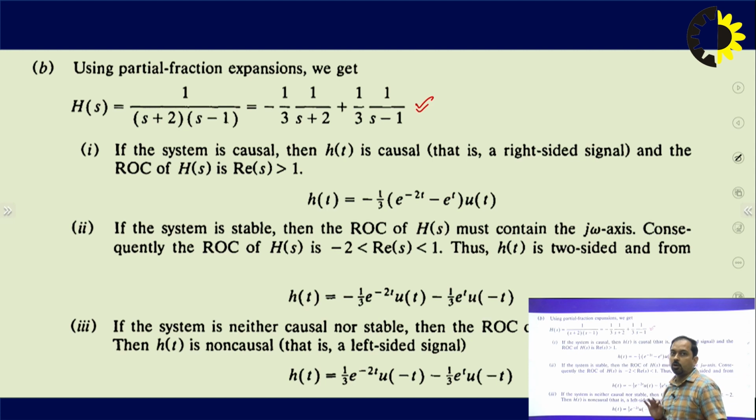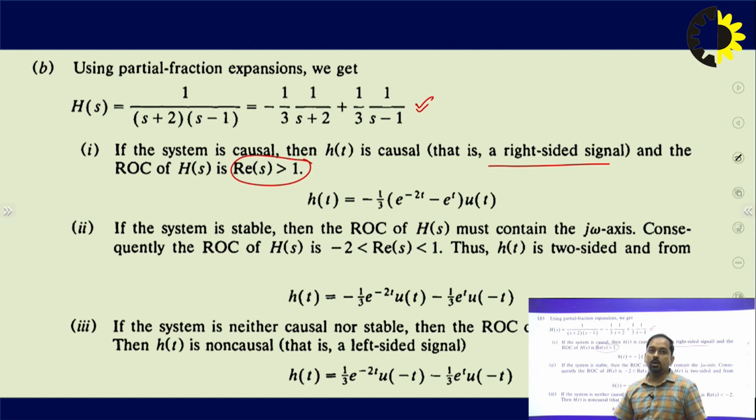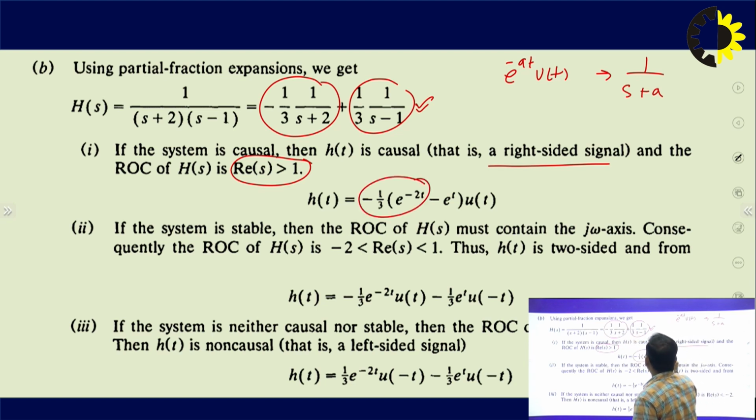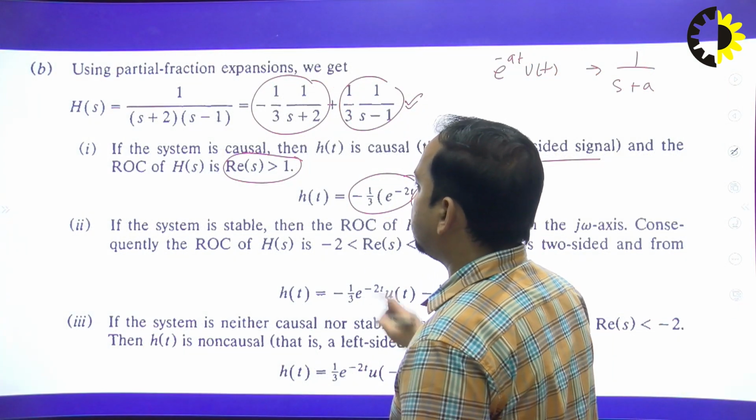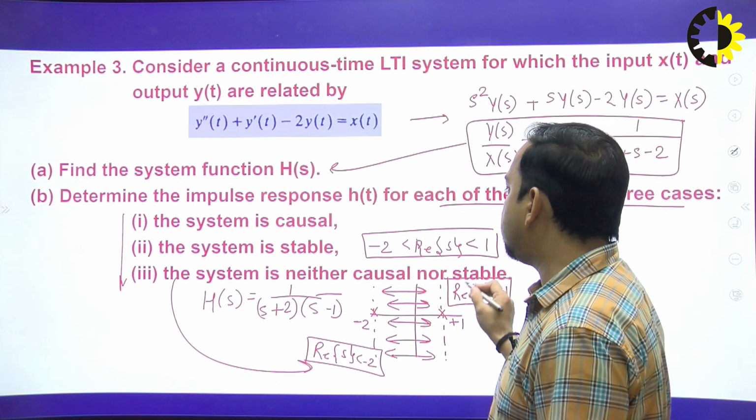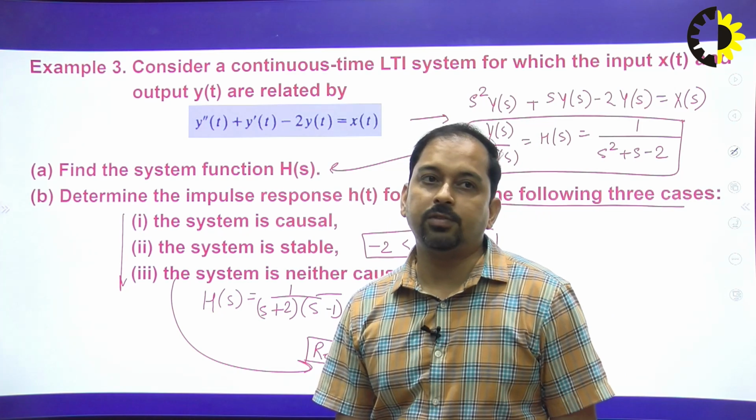When it is causal, the signal has to be right-sided, real part of s greater than 1. So the inverse of both of these has to be right-sided. We know e raised to power minus a t u(t) has the transform 1 by s plus a. If we compare both, we can see that for 1 by s plus 2 we have the u(t) factor like this. So this is causal. For the remaining two parts, stable, and neither causal nor stable, we have already seen what all the possible ROCs are.